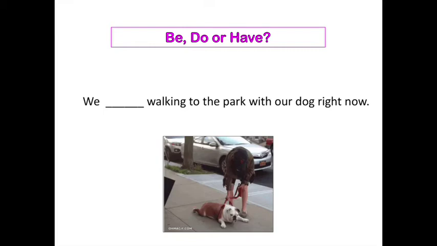So we need the be verb here, but what form should we use? Past, present? Look at the sentence. It says right now, and our subject is we. So it should be we are walking to the park with our dog right now.